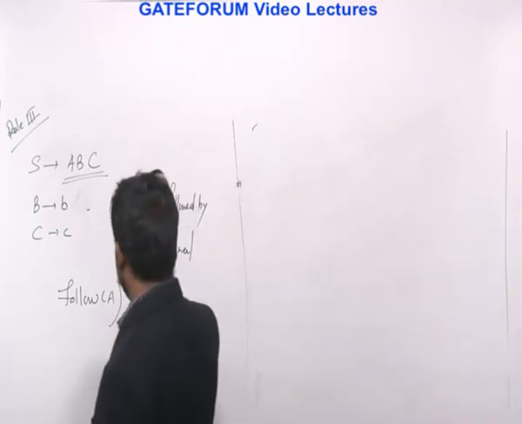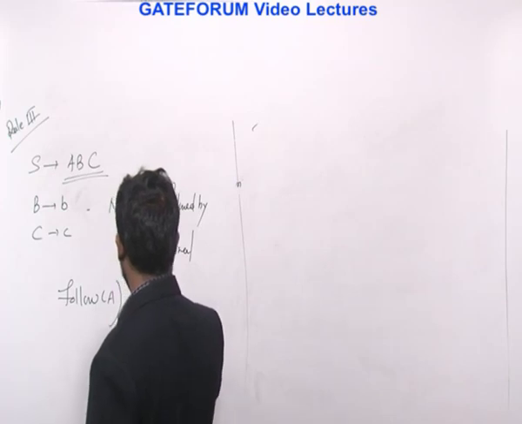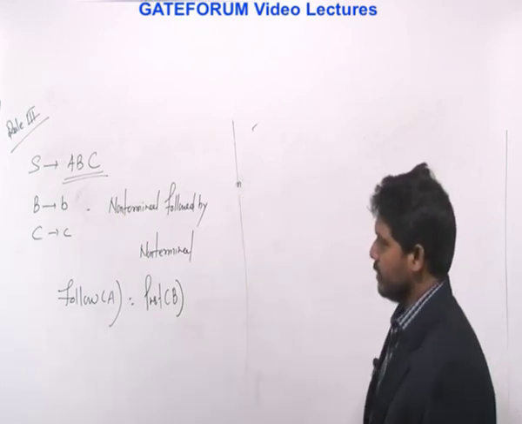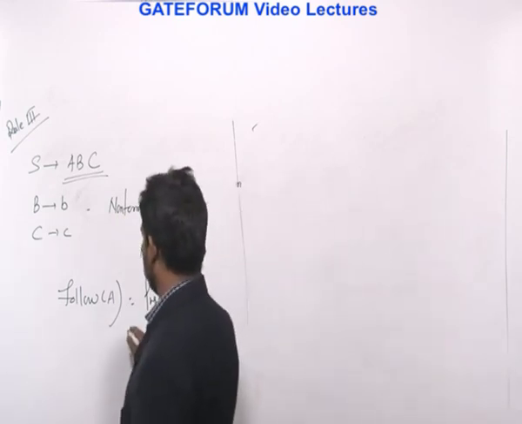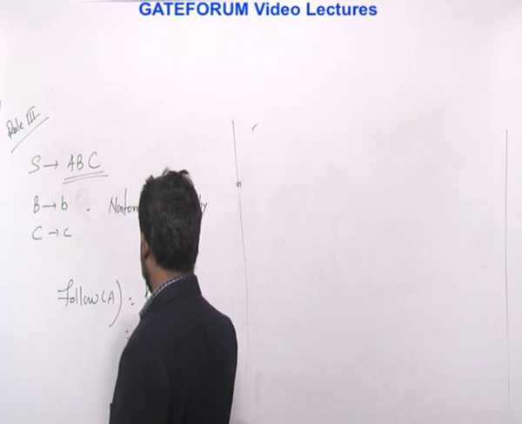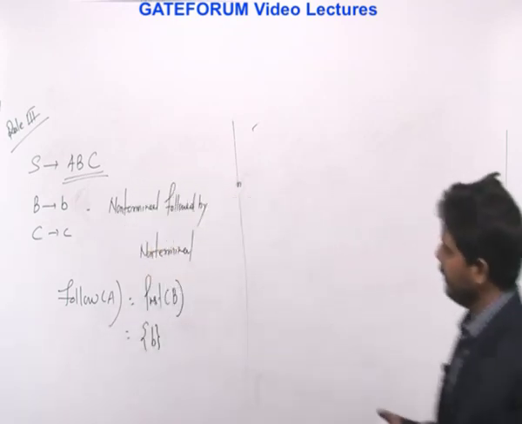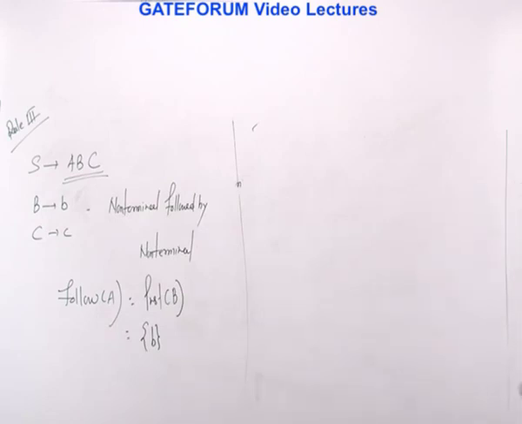Whatever B derives. And what B derives is equal to first of capital B. So follow of A is first of capital B. And if it is only a terminal symbol, the moment I get a symbol, I'm the happier one, because no other calculation is required, and it can be the easiest one.